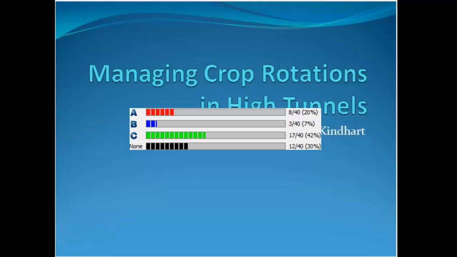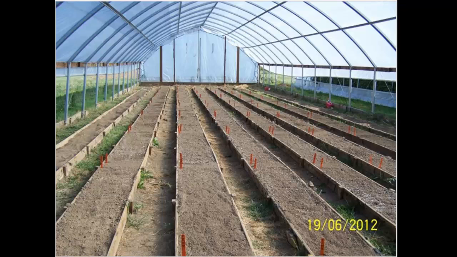With that, I should introduce myself. My name is Jeff Kindhart. I'm a horticulturist with the Crop Science Department at the University of Illinois. I work at an ag experiment station located in extreme southern Illinois, about 30 miles north of Paducah, Kentucky. We have been growing crops in high tunnels here for 3 years at this point, although I've worked with growers for better than 10 years that have been using high tunnels at this end of the state. So today's topic that was posed to me was managing crop rotation in high tunnels, and so here we go.